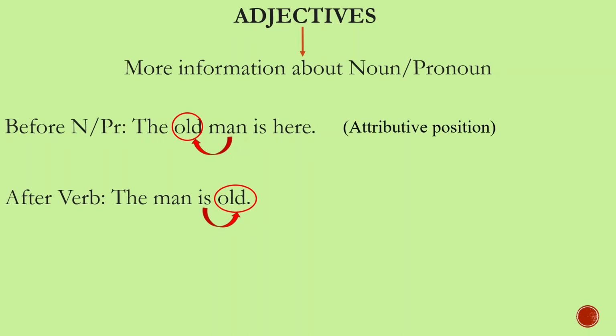The first one, placed before the noun, is what we call attributive position, and the second one, after the verb, is what we call predicative position.